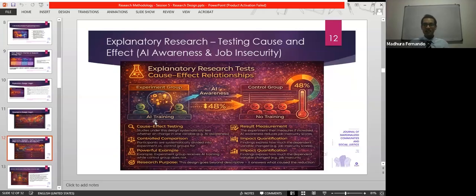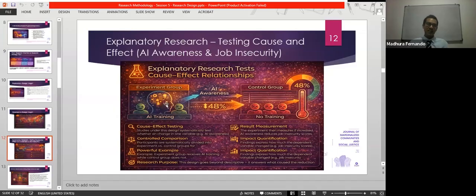Say in this group you have an old crowd, and here you have a young crowd. Now this young crowd may have a flair for AI. So this AI training is reducing job insecurity because there are young people. This cause and effect is not isolated.